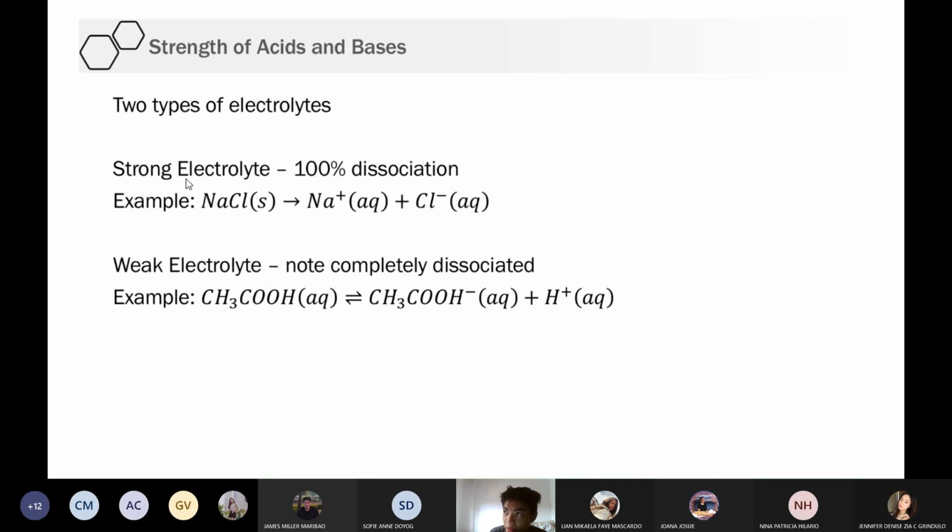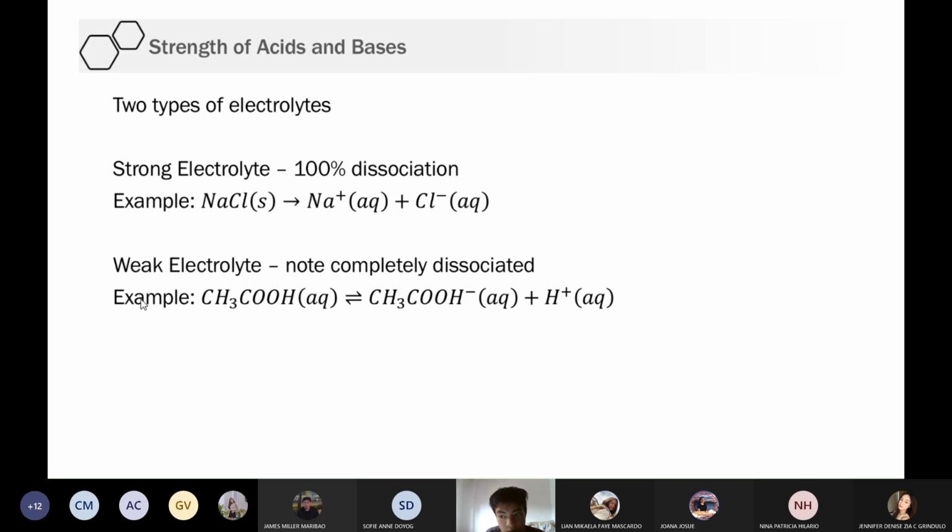Okay. Or pwede rin namang non-metal at non-metal. For example, yung HCl. So, yun yung mga examples nun. Kapag malaki yung electronegativity difference nila, dun, 100% yung dissociation.